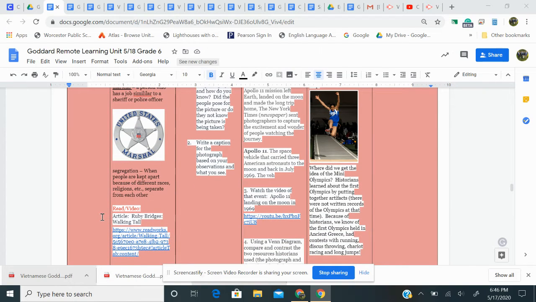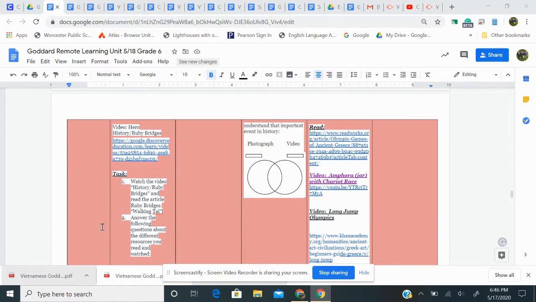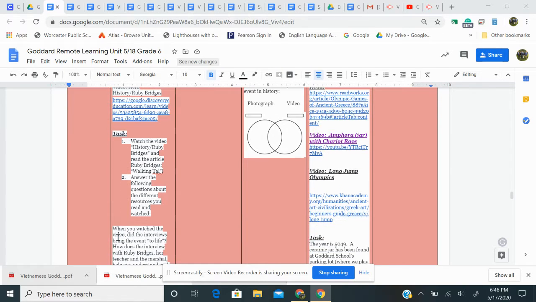Here is an article you can click on to read or listen to. And here is another video about Ruby Bridges. And here is your task. 1, watch the video, History Ruby Bridges, and read the article, Ruby Bridges Walking Tall. 2, answer the following questions about the different resources you read and watched.